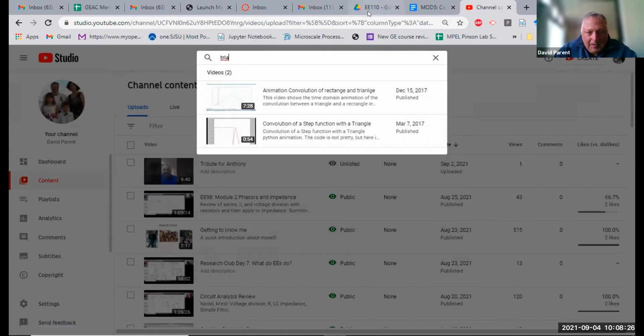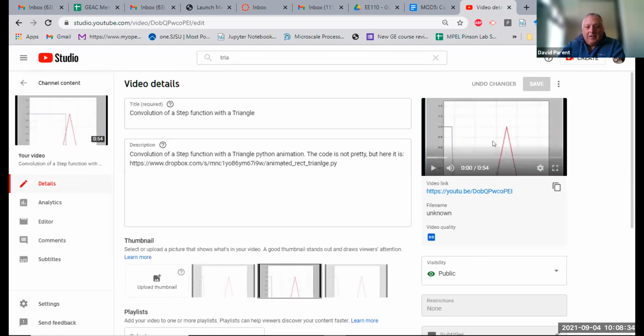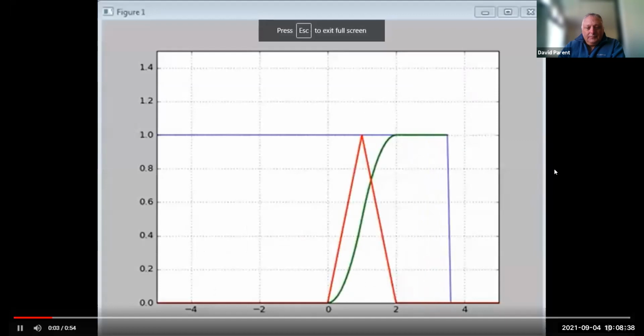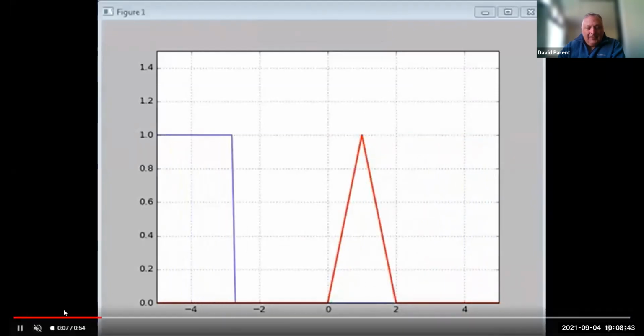Convolution of a step with a triangle, rectangle. These links should be there, right? Oh, hey, that's me.